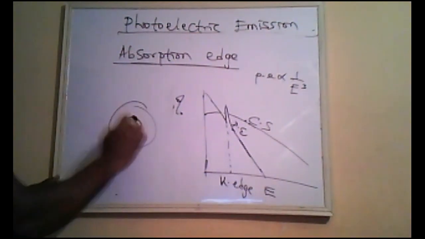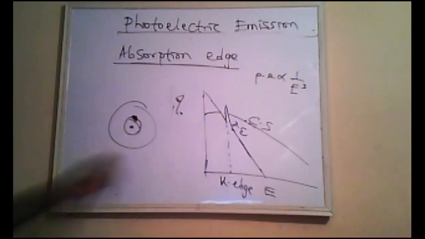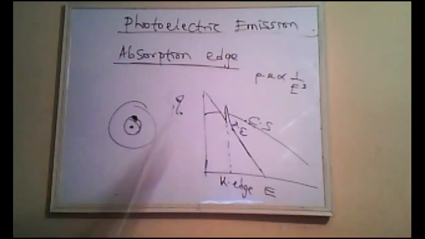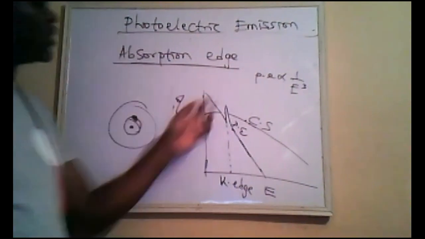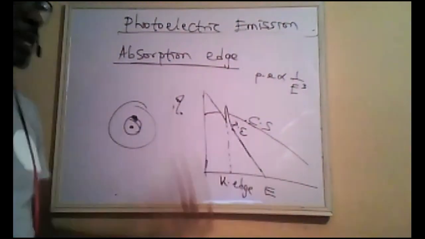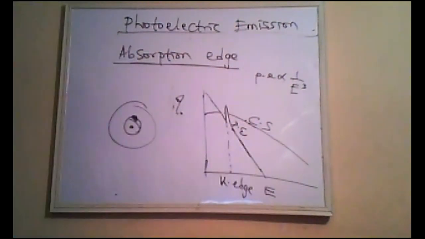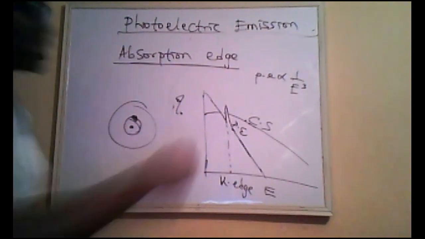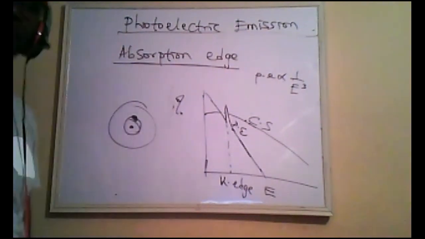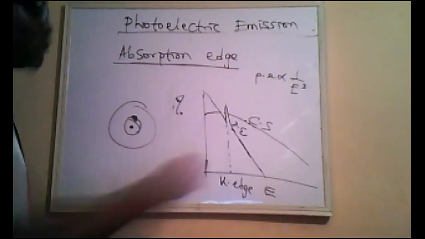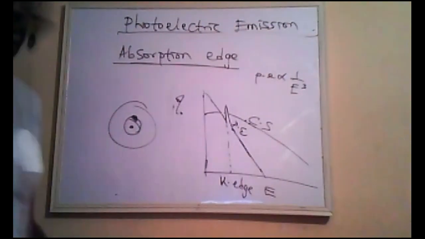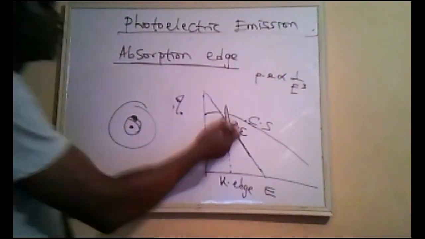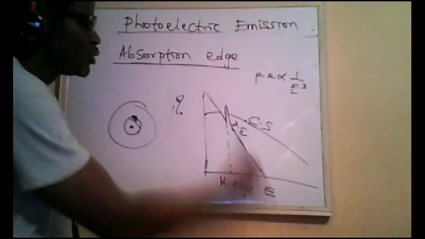The binding energy is the energy holding this electron in its orbit. As the photon energy increases, the probability of photoelectric emission continues to decrease. But at a particular point, when the energy of the photon just reaches the binding energy of the K shell electron, you have a spike in the photoelectric emission coefficient. It goes up, then after some time it continues to go down again.